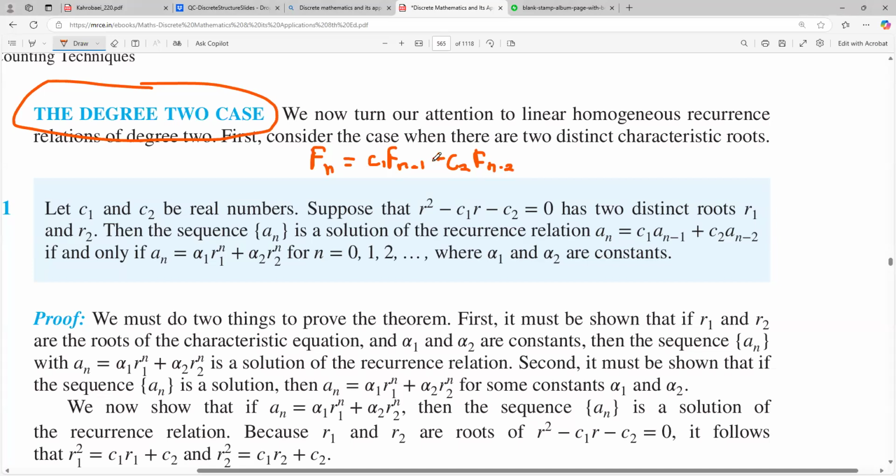So given this equation, C1 f of n minus 1 plus C2 f of n minus 2, we can then use the constants and get our characteristic equation.